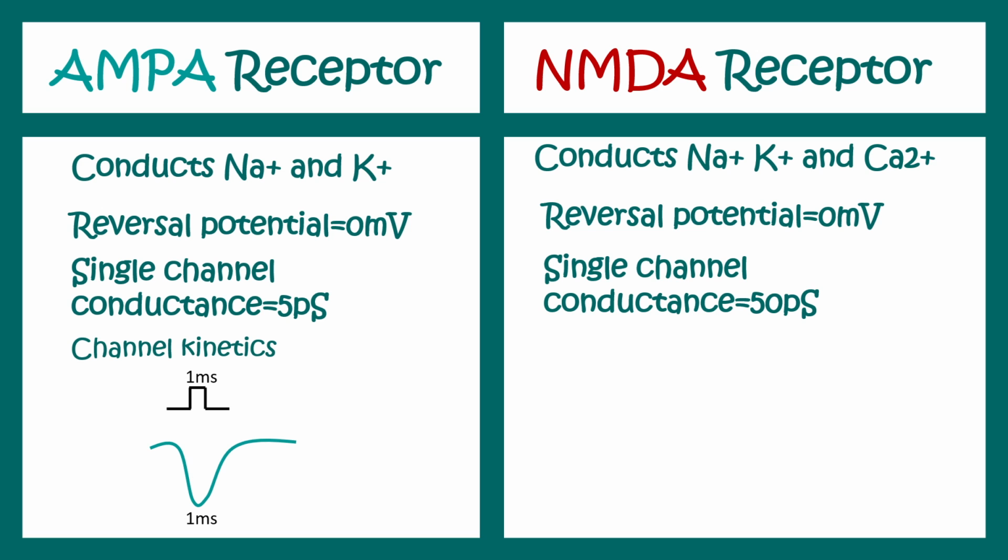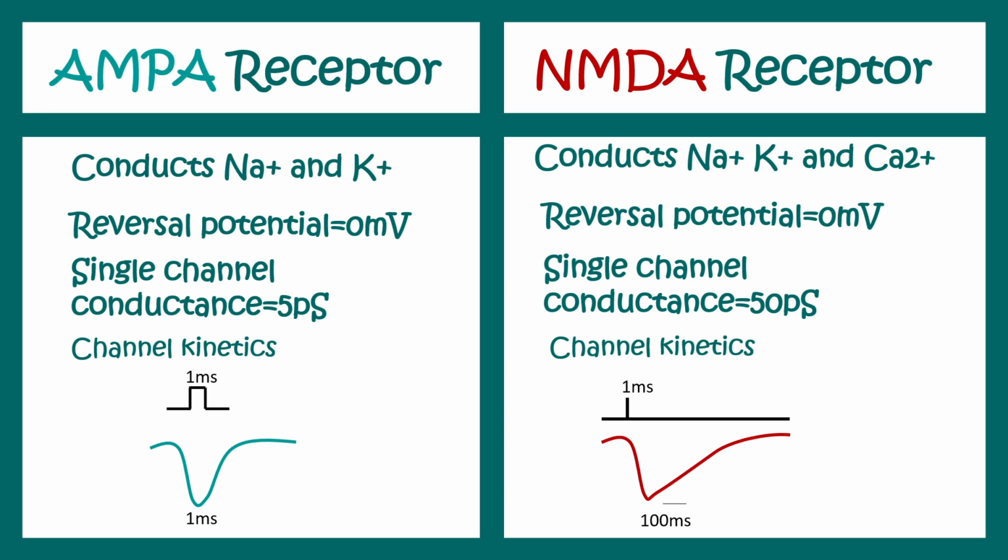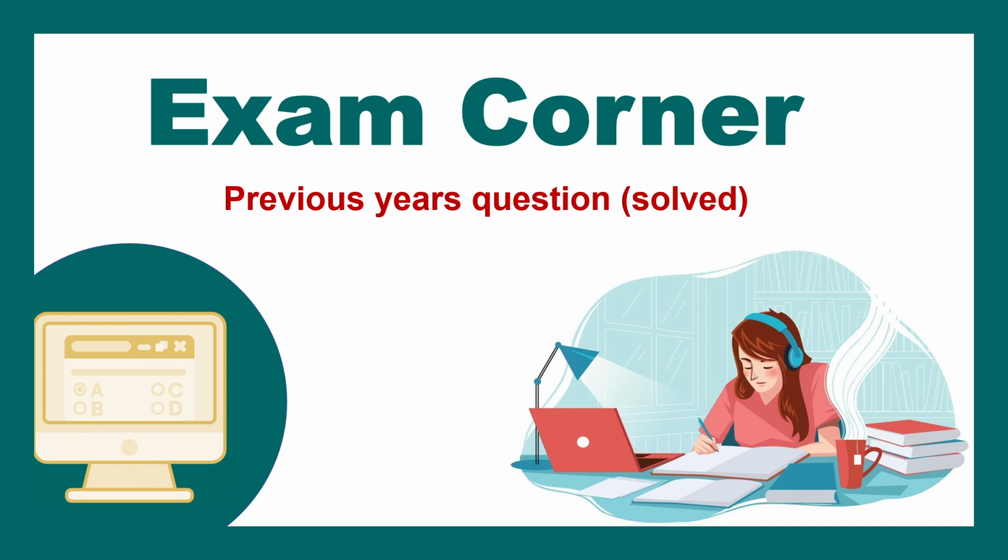Also, we looked at the current kinetics. In the case of AMPA, this is a fast opening, fast closing channel, so the current starts and finishes very quickly. But if you look at the NMDA kinetics, the channel opens very quickly but closes very slowly. So it's a sustained current. Again, these kinds of properties can be understood from patch clamp recording setups. So I hope this was useful in terms of understanding the concepts.